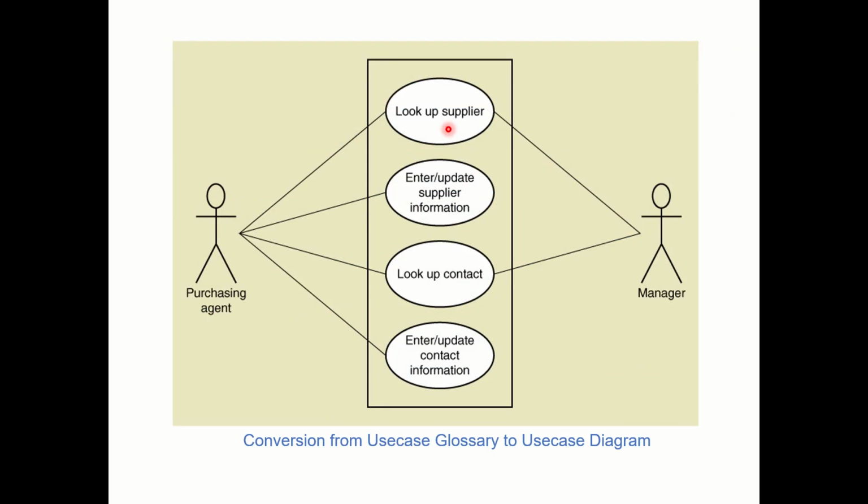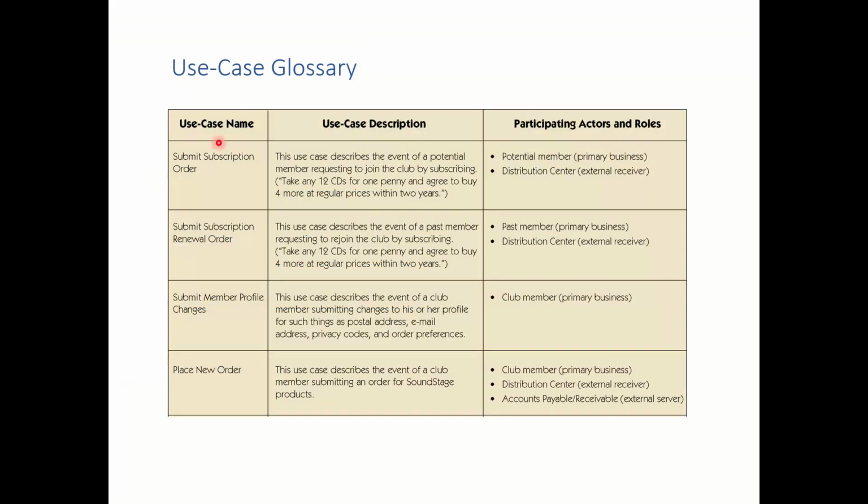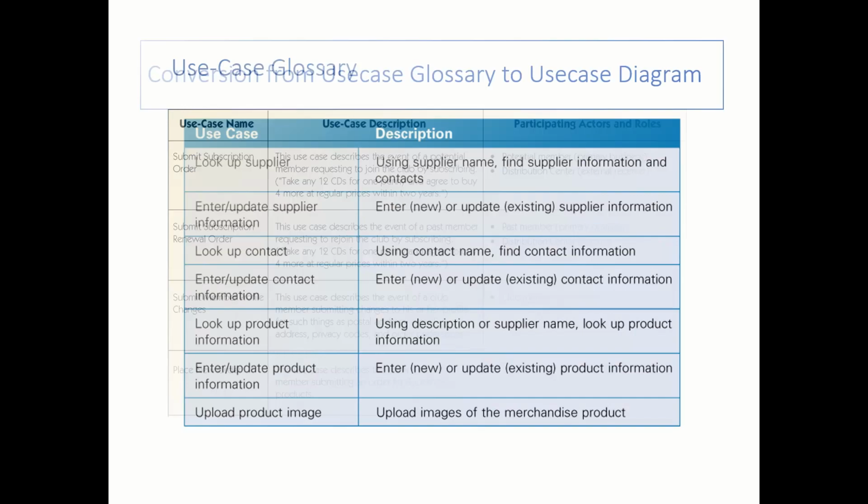So once it is there, it's very easy for you to understand that it's lookup supplier, it's enter or update, it's lookup contact and enter or update information. So this is the use case diagram, with a purchasing agent and manager who are actually involved in it, right? This information will be given to you. So you will have the use case name, its description, and even the actors or the roles who are participating in it.